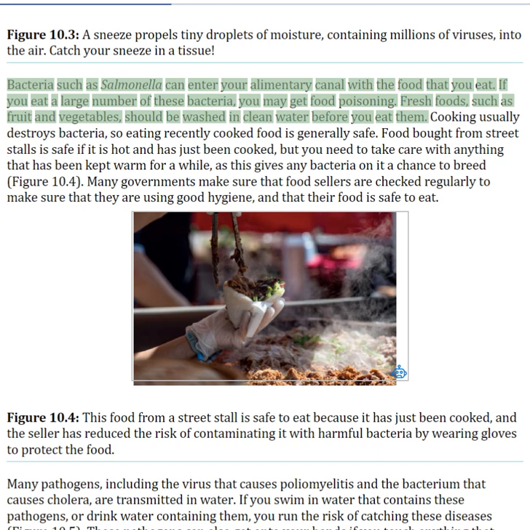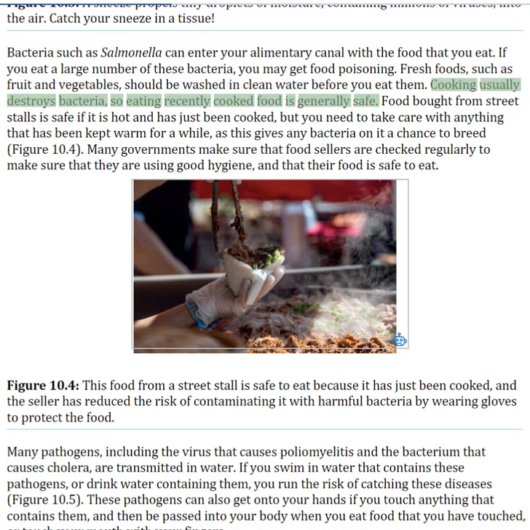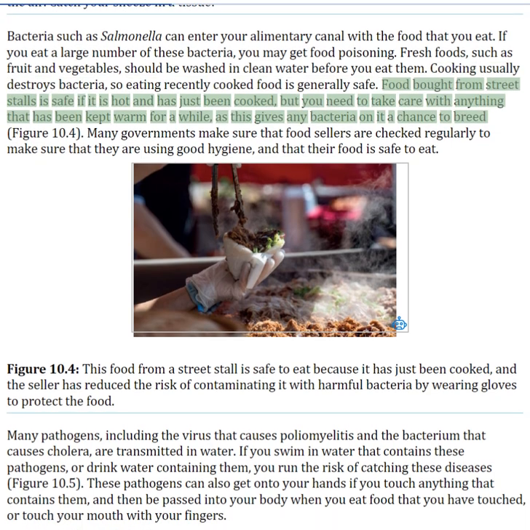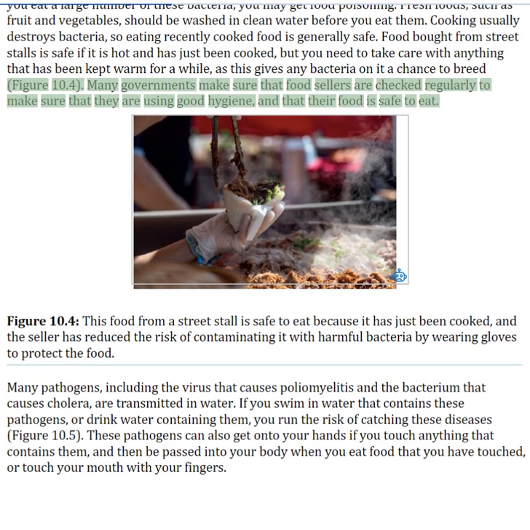Fresh foods, such as fruit and vegetables, should be washed in clean water before you eat them. Cooking usually destroys bacteria, so eating recently cooked food is generally safe. Food bought from street stalls is safe if it is hot and has just been cooked, but you need to take care with anything that has been kept warm for a while, as this gives any bacteria on it a chance to breed. Many governments make sure that food sellers are checked regularly to make sure that they are using good hygiene, and that their food is safe to eat.